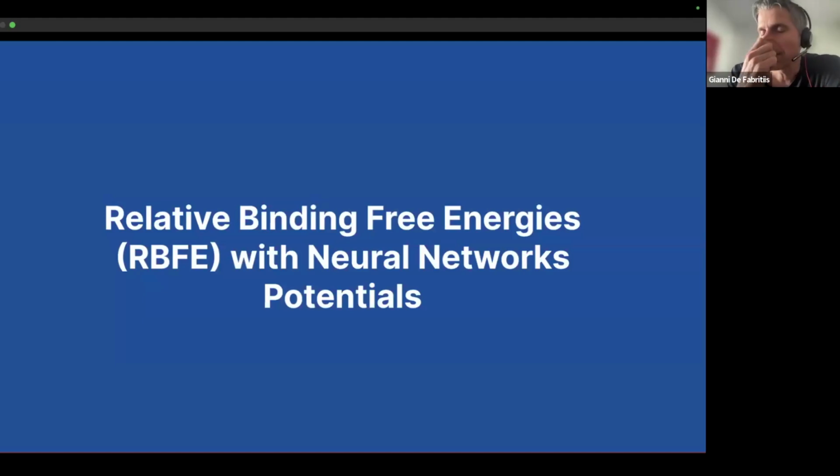Okay, once we have this neural network potential, what do we do with it? And as I told you at the beginning, we have this one super important problem in drug discovery, which is how to calculate the free energy of binding between a protein and something else. In that case it was a peptide. In this case, we're mostly looking at small, drug-like molecules.